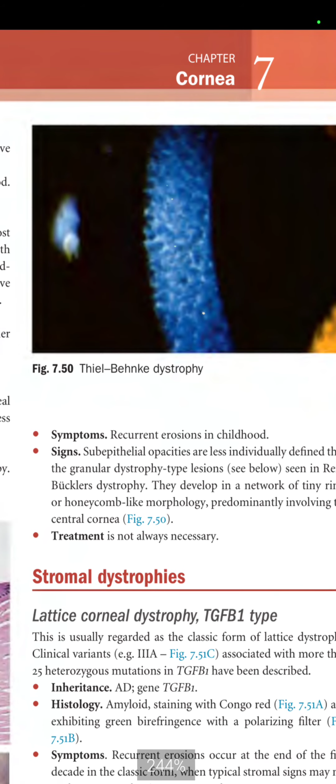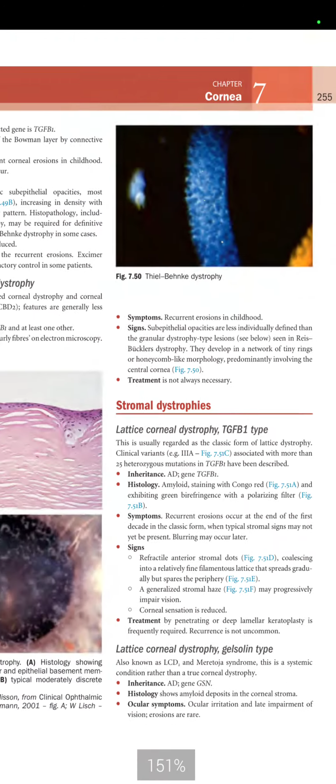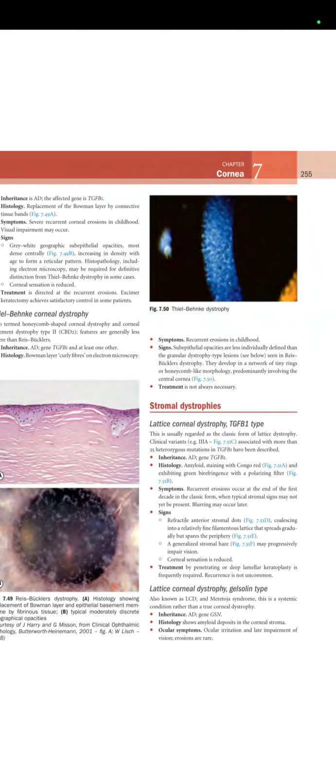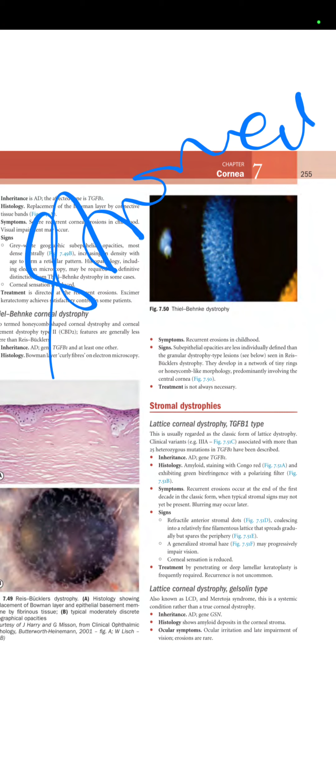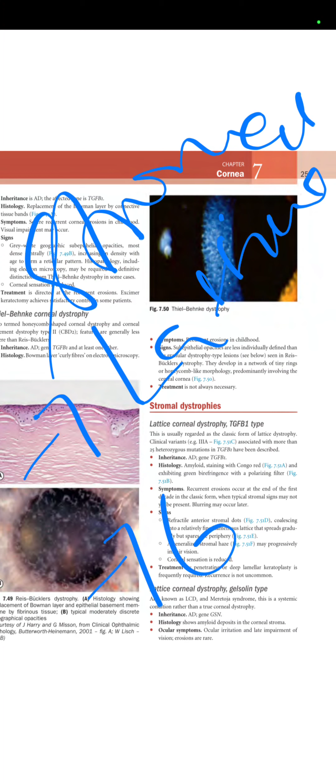Thiel-Behnke, you can see the honeycomb-like appearance, most dense around the center of the cornea. Now next is stromal dystrophy. So stromal dystrophy, very important. You have to remember stromal dystrophy: lattice and granular.